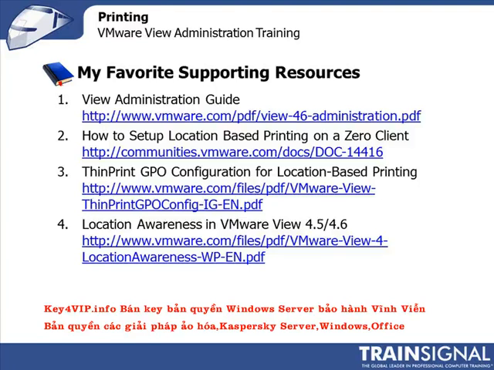If you're using zero clients as your client devices, you may want to check out document 14416, available on VMware's community site, that discusses a few specific settings you'll need when using a zero client. VMware also has a document out there that talks about the ThinPrint GPO configuration items in a bit more detail. Finally, VMware has produced another document specifically about location awareness within VMware View. This not only handles printing, but other items that may be location sensitive.